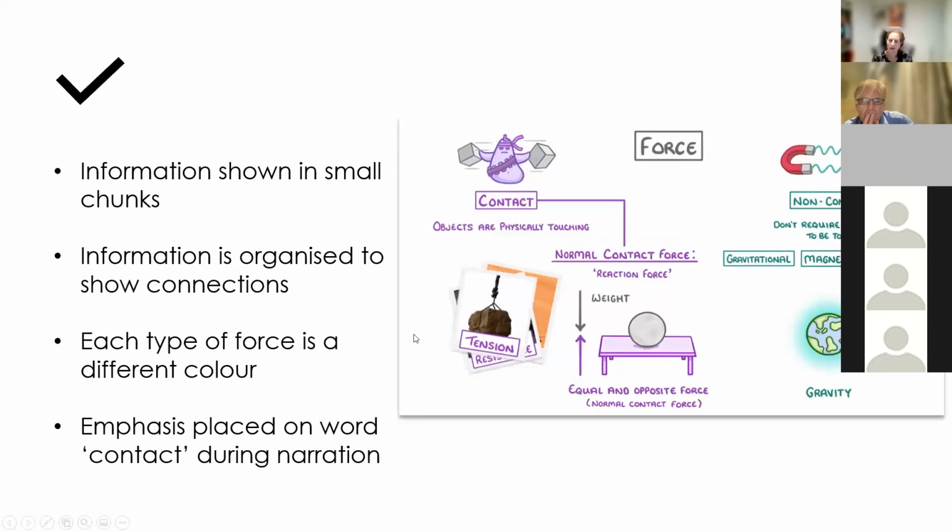Yeah, so C, I thought was really good. The information is shown in small chunks, and that's something you can easily do with a video or a PowerPoint. And the information is organised to show the connection. So we've got the forces split up into contact and non-contact, and we've got then the different types of each type of force. Each type of force is in a different colour. So we've got the purple contact and the green non-contact. So we're separating them in that way. And if you did hear the video, he actually really emphasised the word contact every time he says it to reinforce that. So that was a good one.